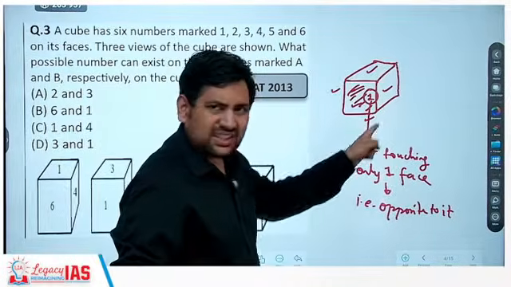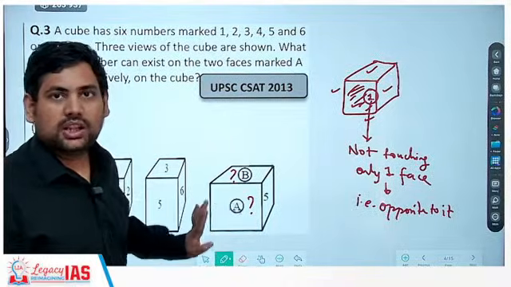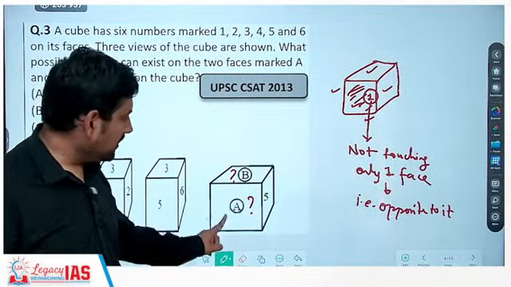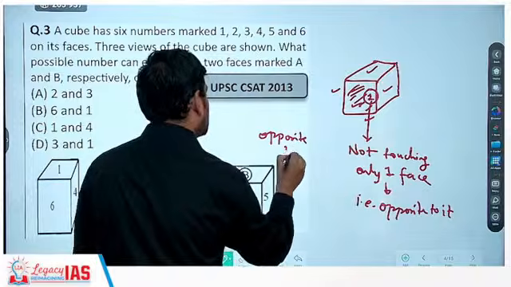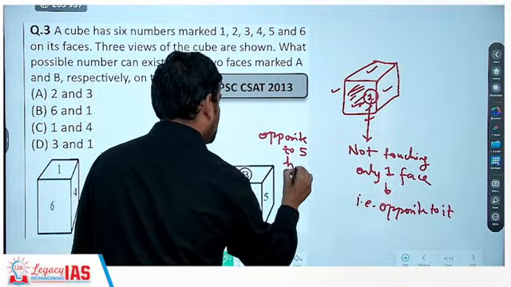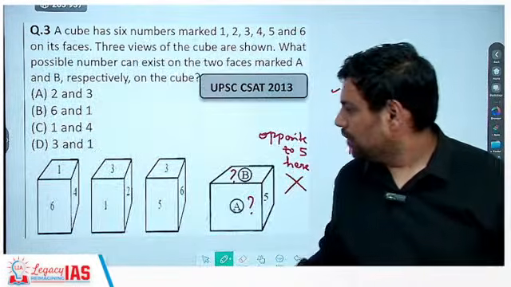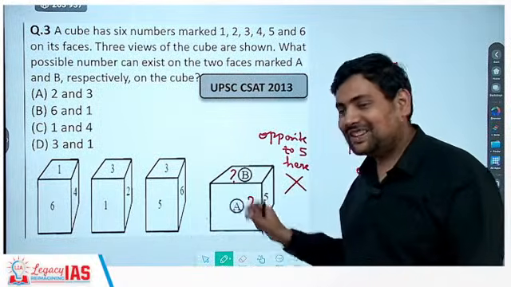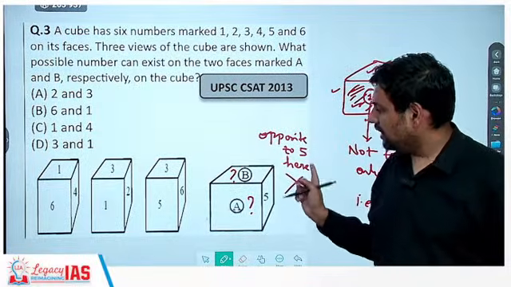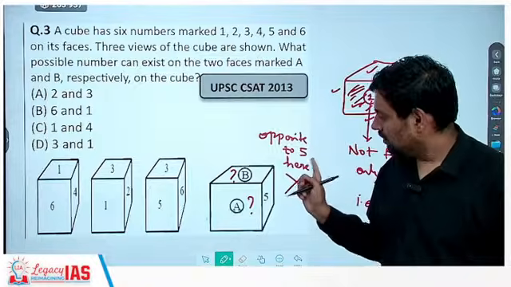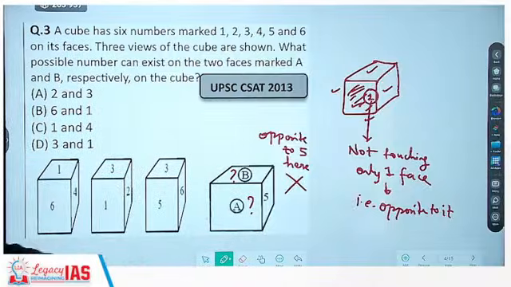Now, whatever it is touching, that can in some position, in some other diagram, from some angle, become A and B. But what definitely cannot be in place of A and B is the one opposite to 5 here. This is the case that I need to eliminate. Otherwise, everything is possible for A and B. You don't need to see all this rotation, nothing you have to do. You just have to find out the number which is opposite to 5. That's the only one I'll eliminate from the options, and I'll get to the answer.